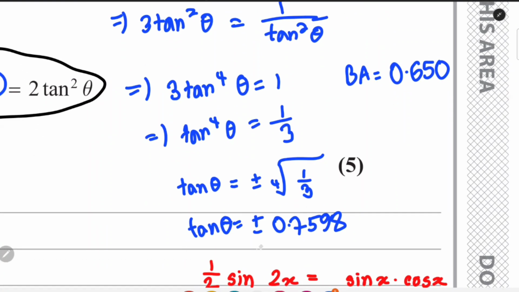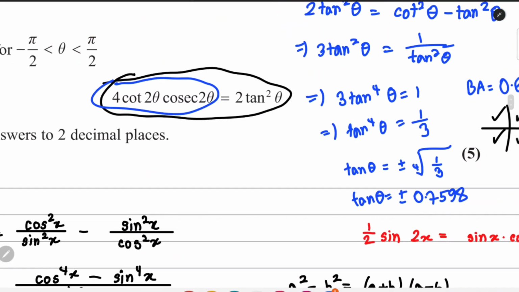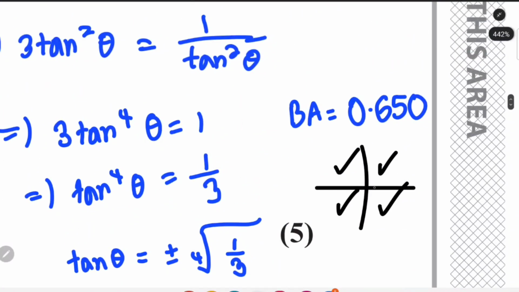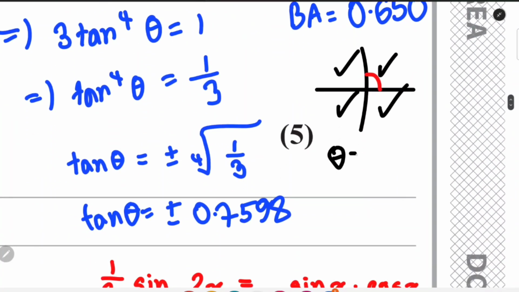Now since we have a plus or minus, we'll consider all 4 quadrants. The range over here is from minus pi by 2 to pi by 2, so this quadrant and this quadrant over here in negative. For the positive one, we have theta equals 0.65, and for the negative one, we have minus 0.65. So these are our answers.